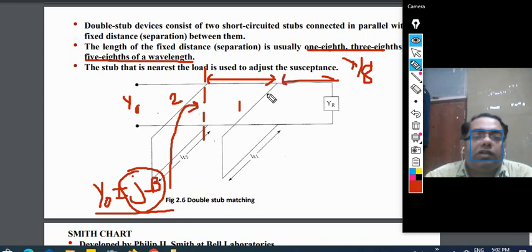So the main role is played by the length of the first stub and the length of the second stub. So it is the lengths which play the main role, and the positions are always fixed here. So this is the advantage of using double stub matching.